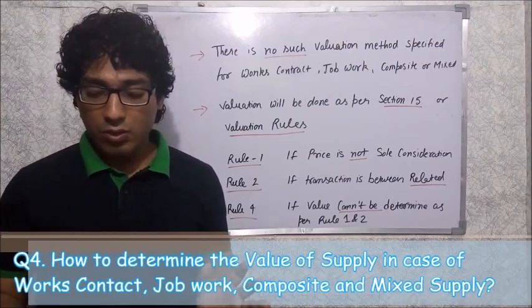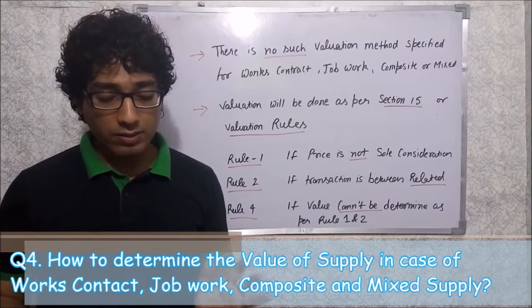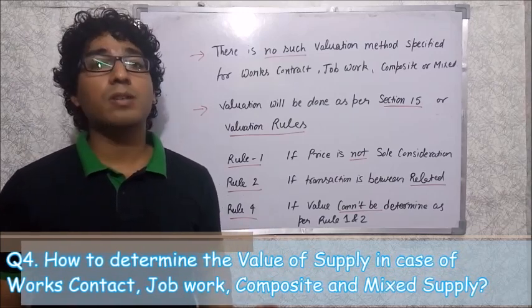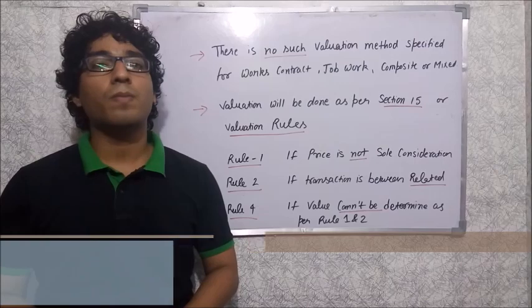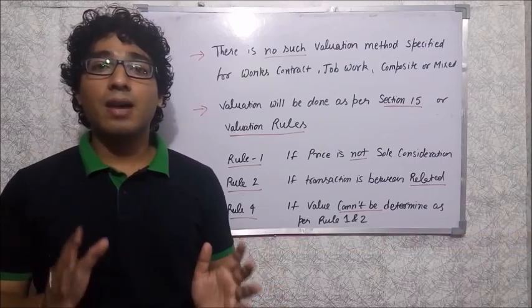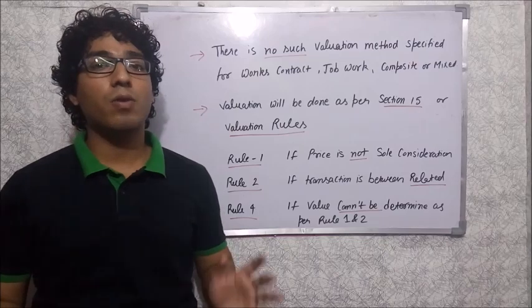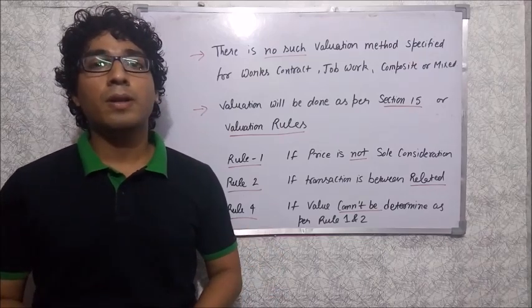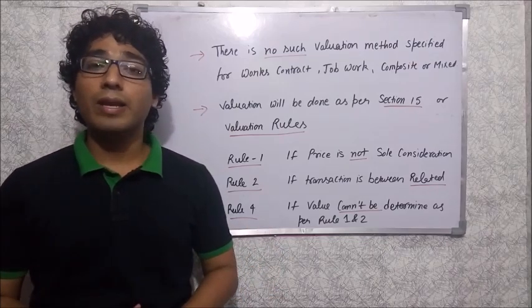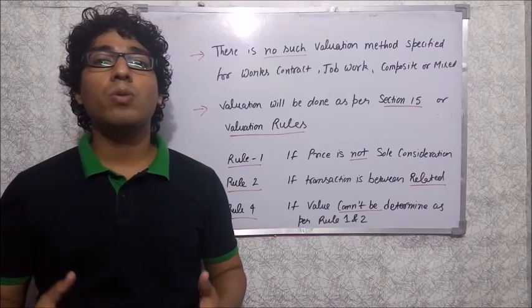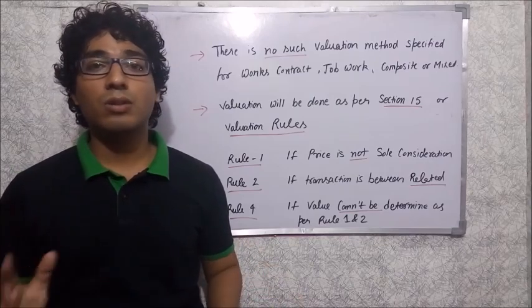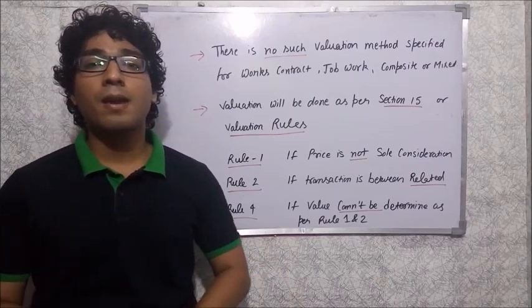how to determine the value of supply in case of a works contract, job work, composite supply and the mixed supply. So you got the meaning, you got the example, and you also got the taxability and the rate of taxes for all those four things. But now you want the valuation, whether there is any method to value the supply in case of a works contract, job work, composite and the mixed supply.